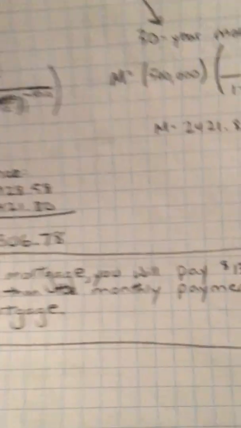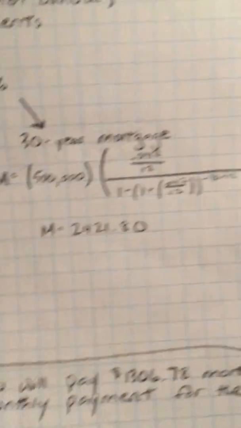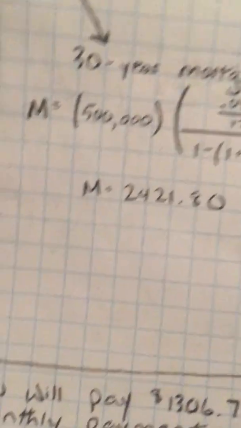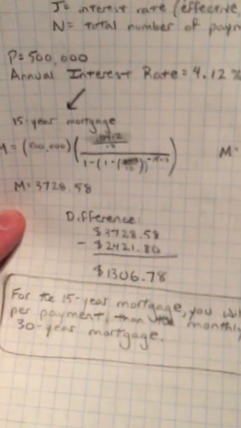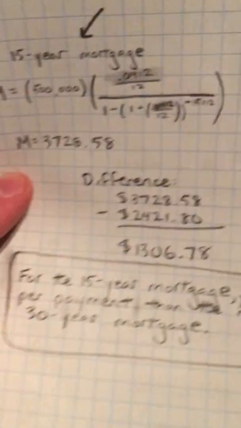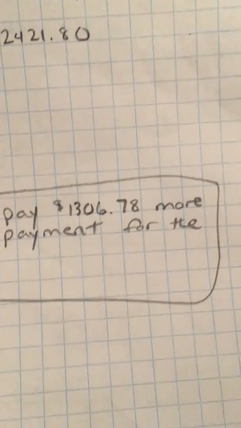Now with the 30-year mortgage, you will be paying twice as many payments, because you are paying 30 years rather than 15 years, and you're paying 12 times a year. 30 times 12 is double 15 times 12. So for the 30-year mortgage, you will pay twice as many payments, but when we just look at the monthly payment, for the 15-year mortgage, you will pay $1,306.78 more per payment than that for the 30-year mortgage.